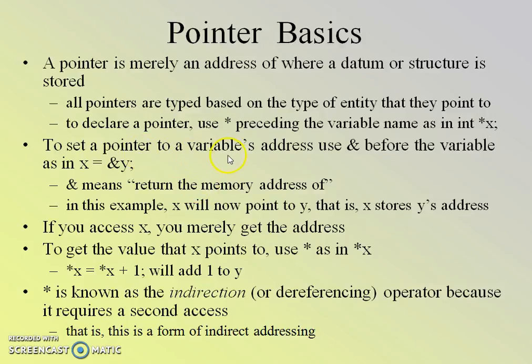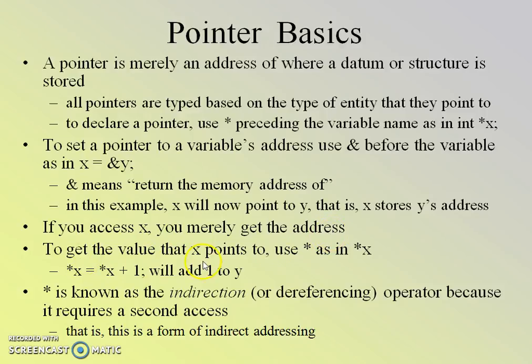To set a pointer to a variable's address, we use the symbol ampersand before the variable as shown here: x = &y. Ampersand means return the memory address of. In this example, x will now point to y, that is, x stores y's address. If you access x, you merely get the address.